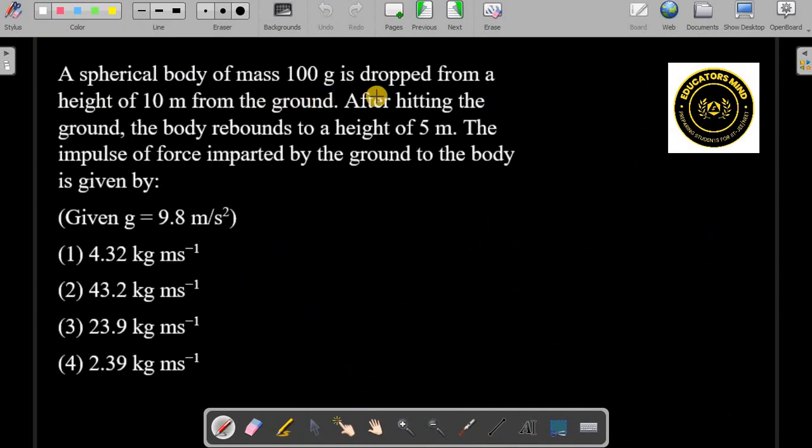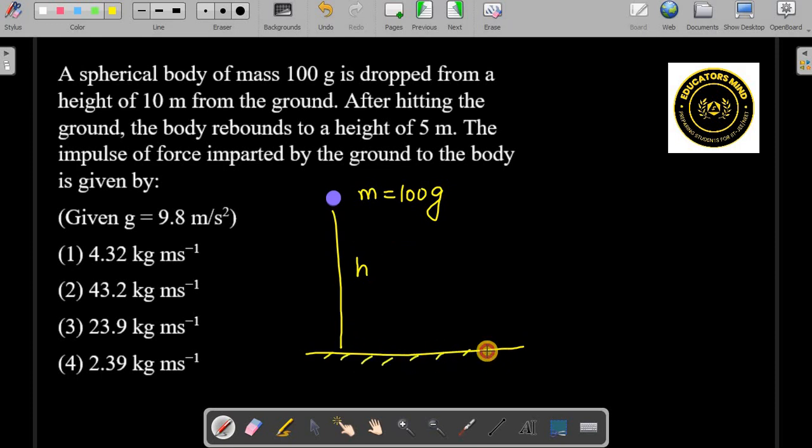A spherical body of mass 100 gram is dropped from a height of 10 meter above the ground. After hitting the ground, the body rebounds to a height of. So suppose that there is an object, and let us consider that this is an object. Its mass is given as 100 gram. And this is falling to the ground. Let us consider this is the ground. And it is falling to this ground from a height. Height is given as 10 meter.